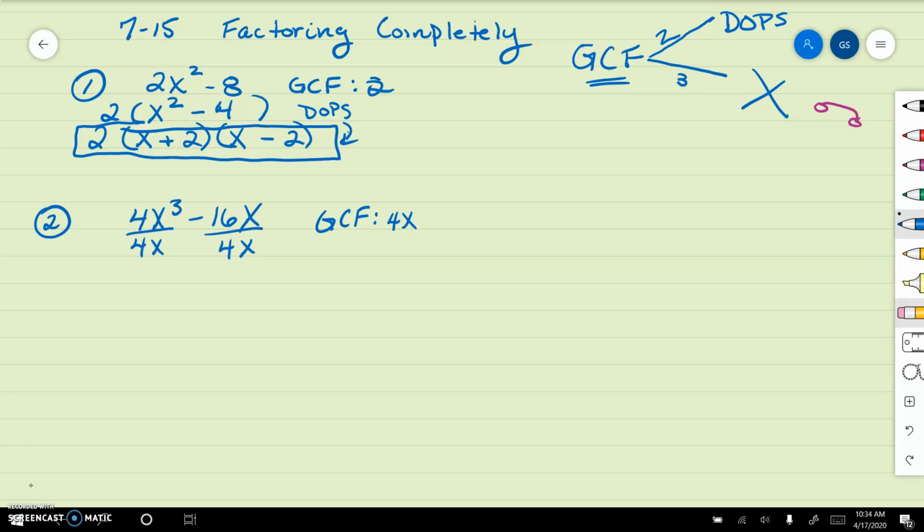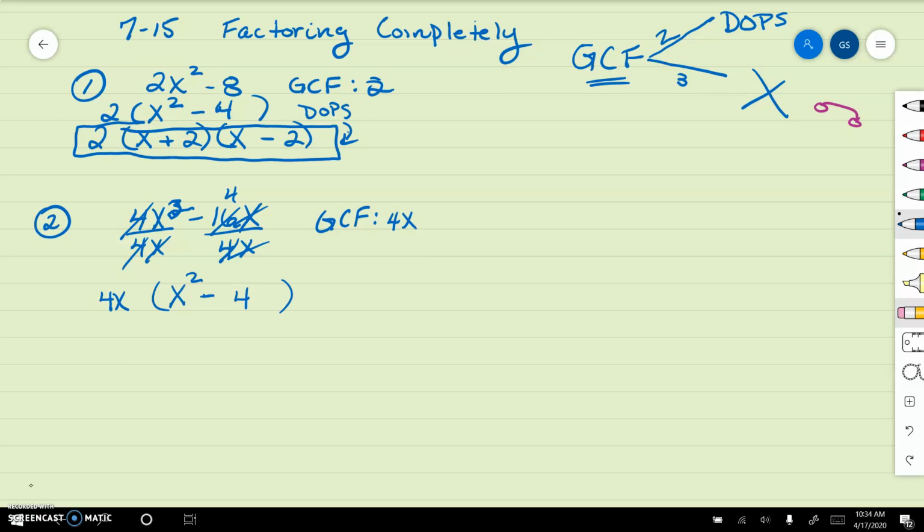So what does that mean? Well, I'm going to write a 4x, and then I'm going to write one set of parentheses. When you're doing GCF, you only have one set of parentheses to start. Now you divide out the 4's, and this is x to the third divided by x, which is going to leave you with an x squared. So x squared goes in here. Minus 16 divided by 4 is 4. These x's are going to cancel each other out. Oh, look at that. It's x squared minus 4.